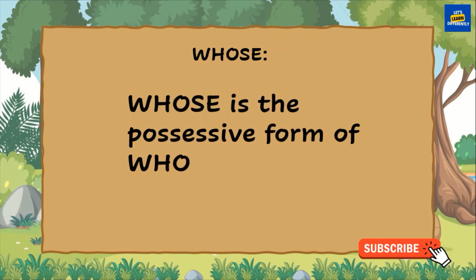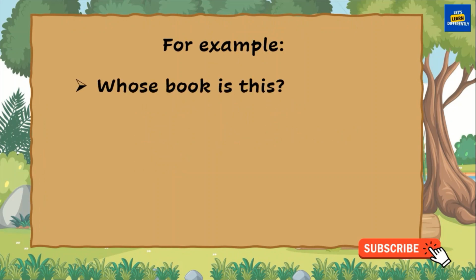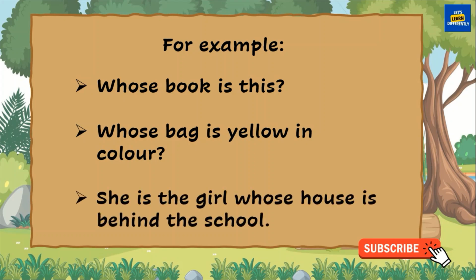Whose. Whose is the possessive form of who. For example, whose book is this? Whose bag is yellow in color? She is the girl whose house is behind the school.